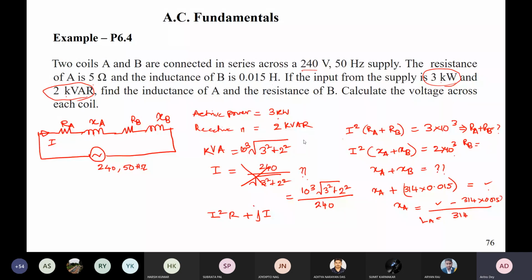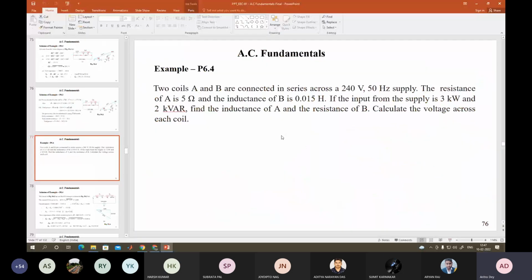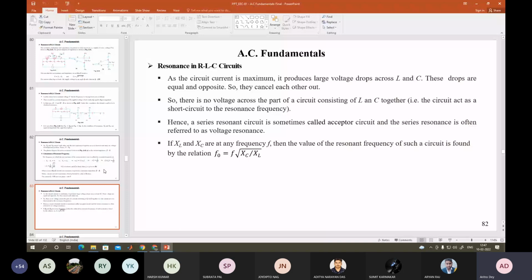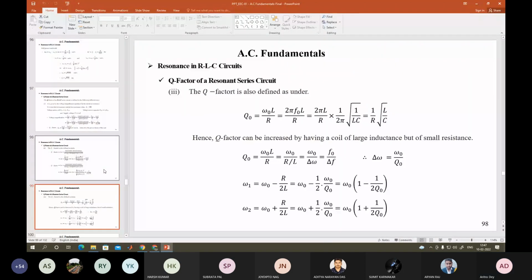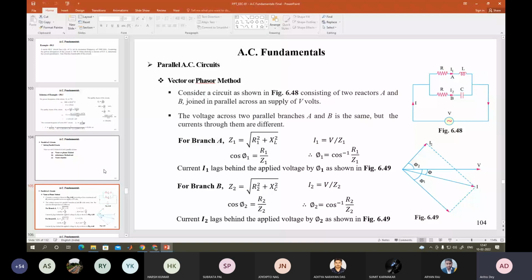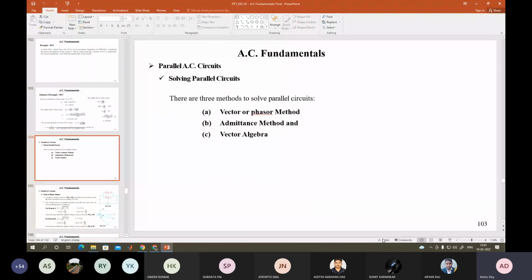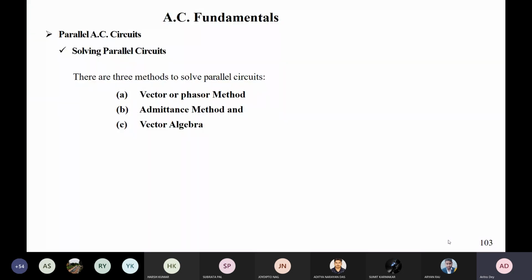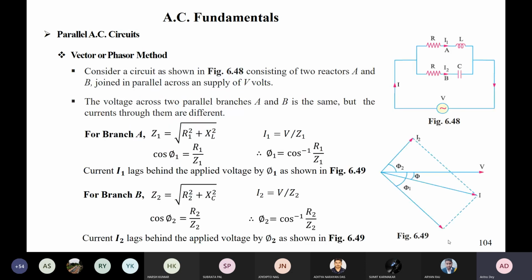Let us go to a different slide. Next is your resonance, which we'll discuss later. This is your resonance. So let us go through this part. When we have a parallel circuit, then we can take the help of admittance instead of impedance. So that is shown here. As I told, whenever we have a parallel RL and RC circuit, then we always supply a constant voltage across the parallel path.